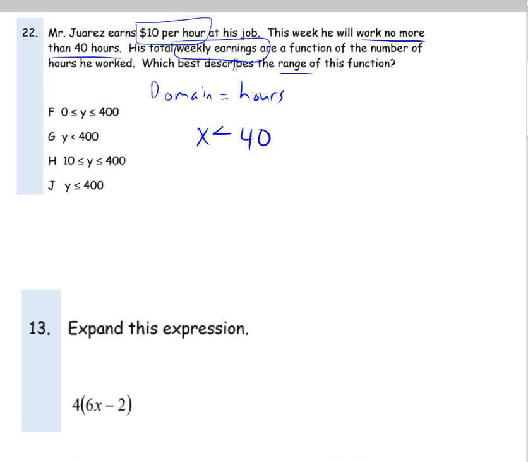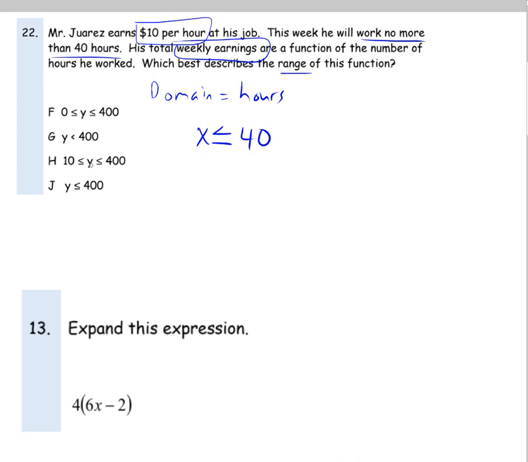He's working no more than 40 hours. But notice he could work actually 40 hours as well. So I need the equal to sign. So this is my domain here for this problem. X is less than or equal to 40 hours. But they don't want the domain. What they want is the range.